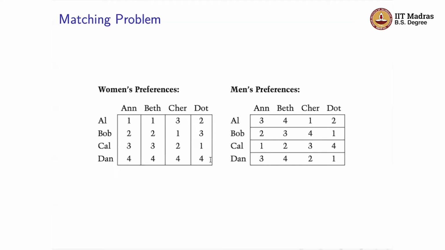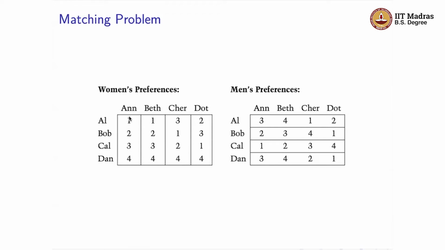So imagine that you have these 4 men who are called Al, Bob, Cal, and Dan. And you have 4 women who are called Anne, Beth, Cher, and Dot. Later on, we'll just call them A, B, C, D, but for now, let's stick with this, right? And these preference structures will come up over and over again. So let us spend some time trying to understand what this table looks like.